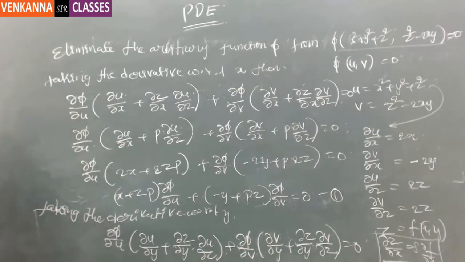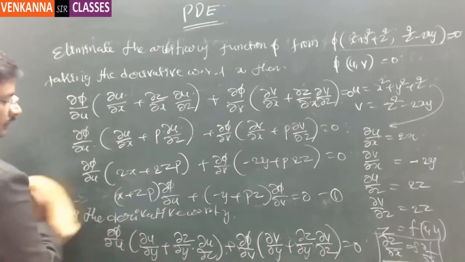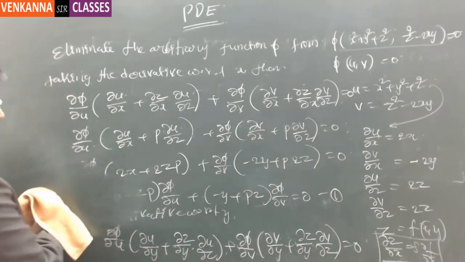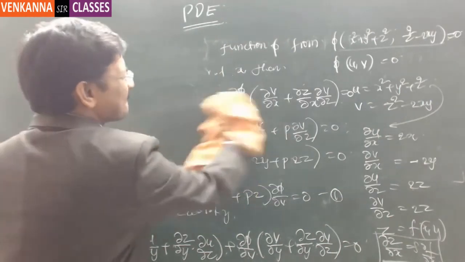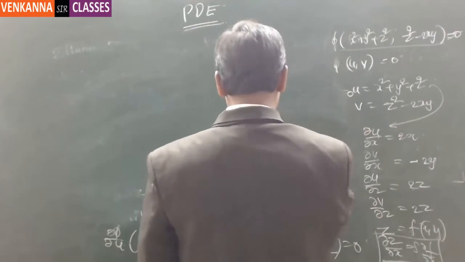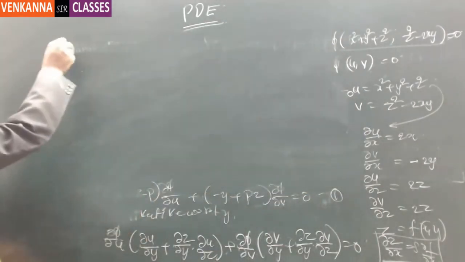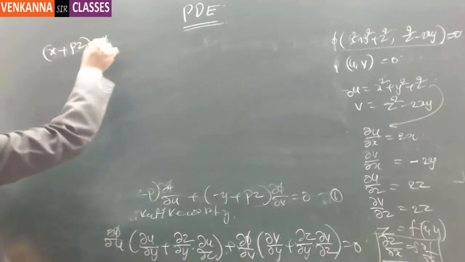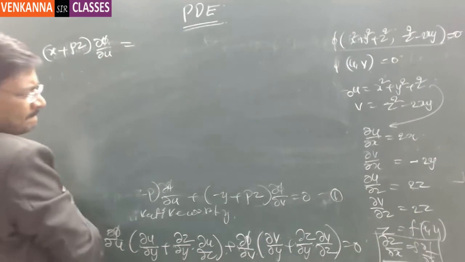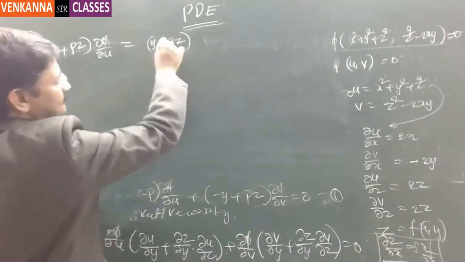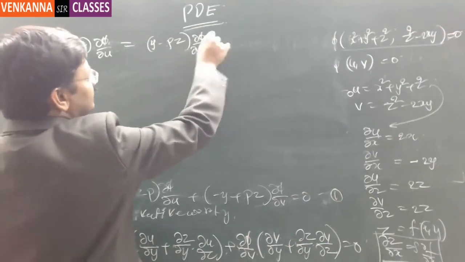Done? Noted? Noted down? Okay. Now from this equation, if I write it here: x plus pz into dou phi by dou u is equal to y minus pz into dou phi by dou v. So this is equation number 1.